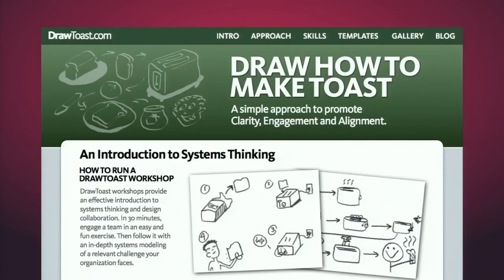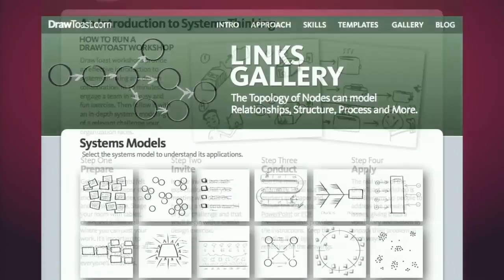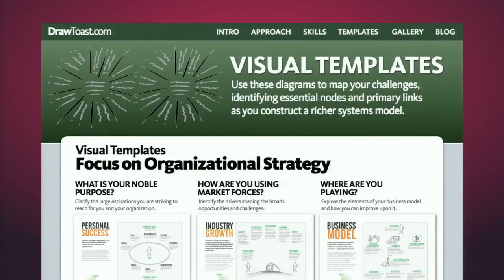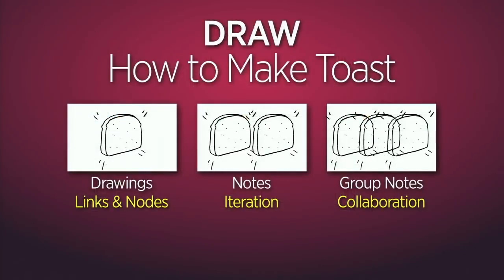So I'm now on a mission to help organizations solve their wicked problems by using collaborative visualization. On a site that I've produced called drawtoast.com, I've collected a bunch of what I think are the best practices, so you can learn how to run a workshop here. You can learn more about the visual language and the structure of links and nodes that you can apply to general problem solving, and download examples of various templates for unpacking the thorny problems that we all face in our organizations. So the seemingly trivial design exercise of drawing toast helps us get clear, engaged, and aligned.